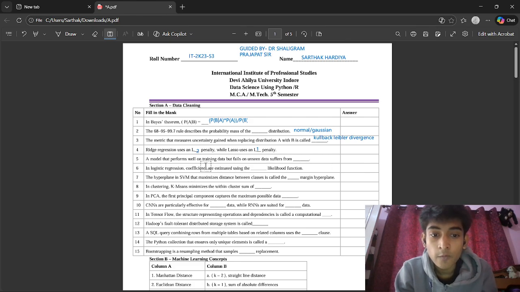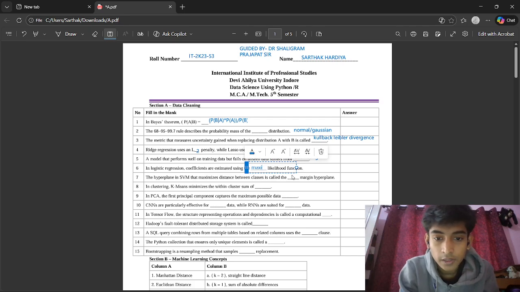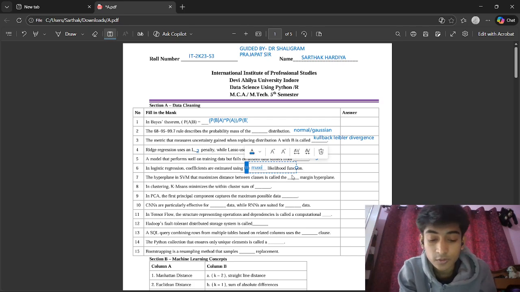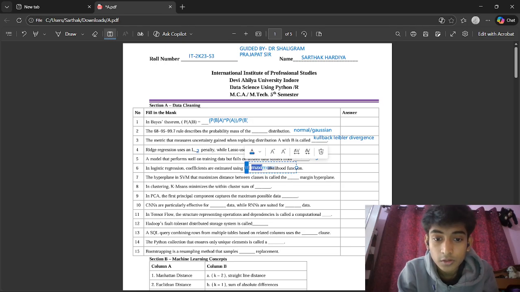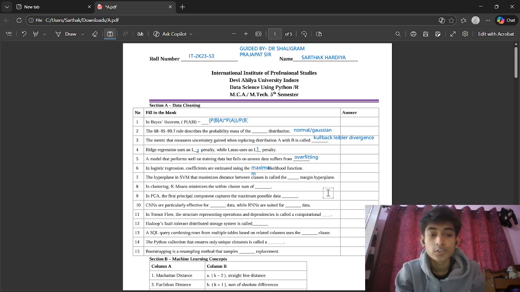Now, a model that performs well on training data but fails on unseen data suffers from, in machine learning terms, overfitting. In logistic regression, coefficients are estimated using the dash likelihood function. We know that in logistic regression, coefficients are estimated using a maximum likelihood function, right? This will be the answer. Let me adjust it. Yeah, maximum likelihood function.